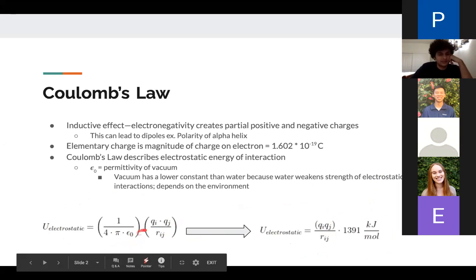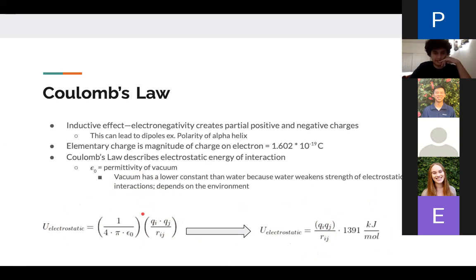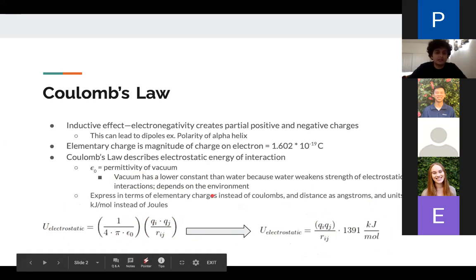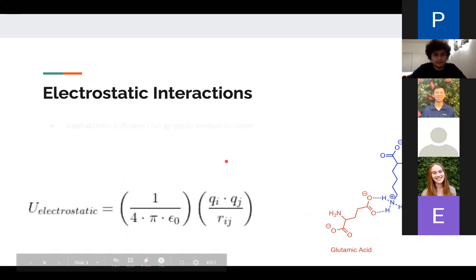So just so you know here, this constant is the permittivity of vacuum. We'll talk more about how this constant differs in the vacuum versus water later. But basically, that's what you're converting to get through these equations. That's just what we're talking about.